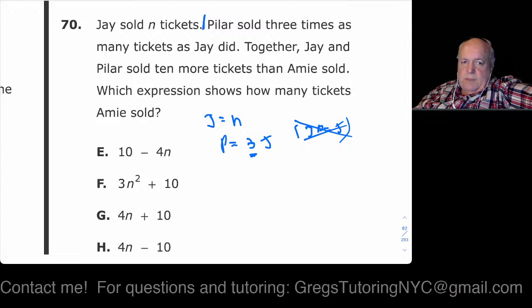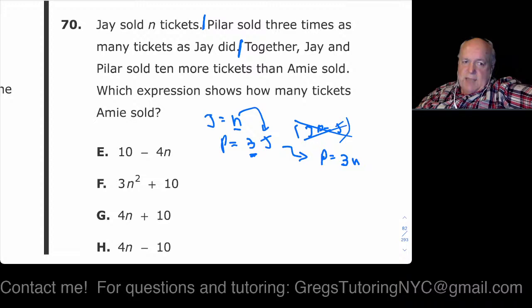So we're up to here. J sold N tickets, Pilar sold 3 times as many. This also means that, and I don't know if we're going to need this yet, but I'm just speaking out loud, that if Pilar is 3J and J was N, then Pilar is equal to 3N. We can just substitute the N in here for the J, okay? So that's kind of something interesting there.